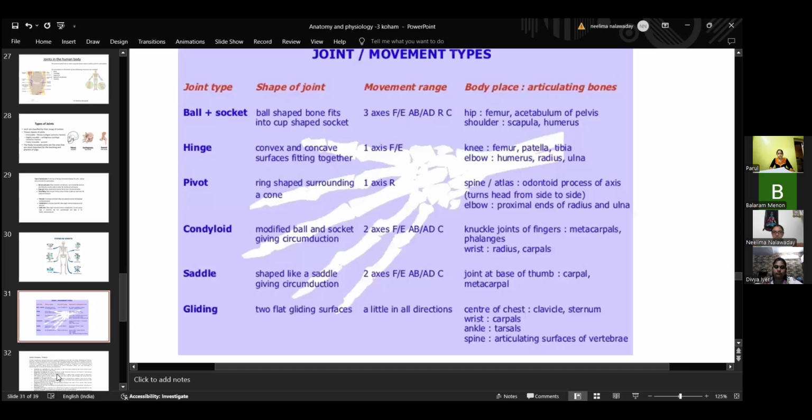One more chart is there. Just now I mentioned examples: ball and socket, for example, the femur and acetabulum of the pelvis, and the shoulder, scapula, and humerus. So you can go through it.